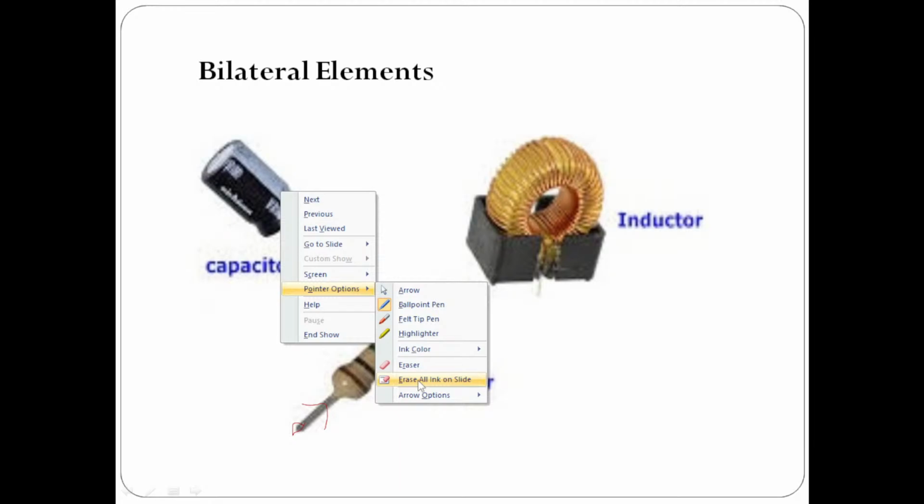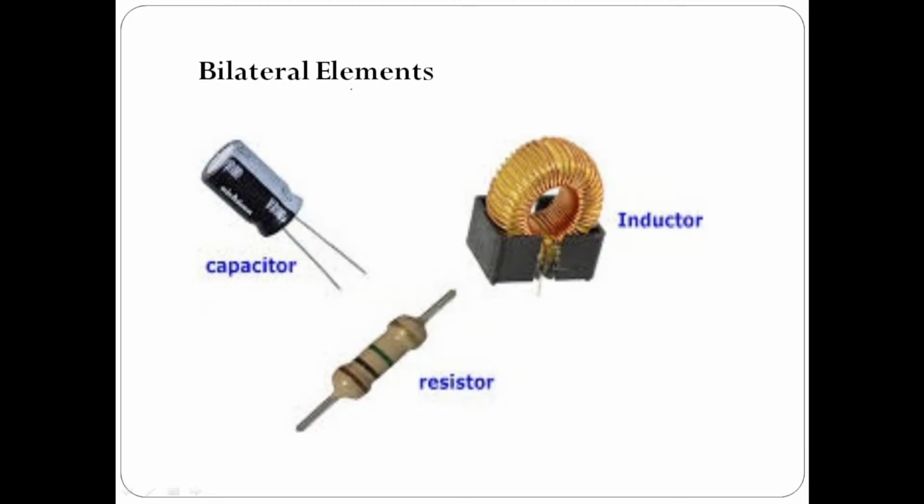So if the current in an element can flow in both directions, then such elements are known as bilateral elements.